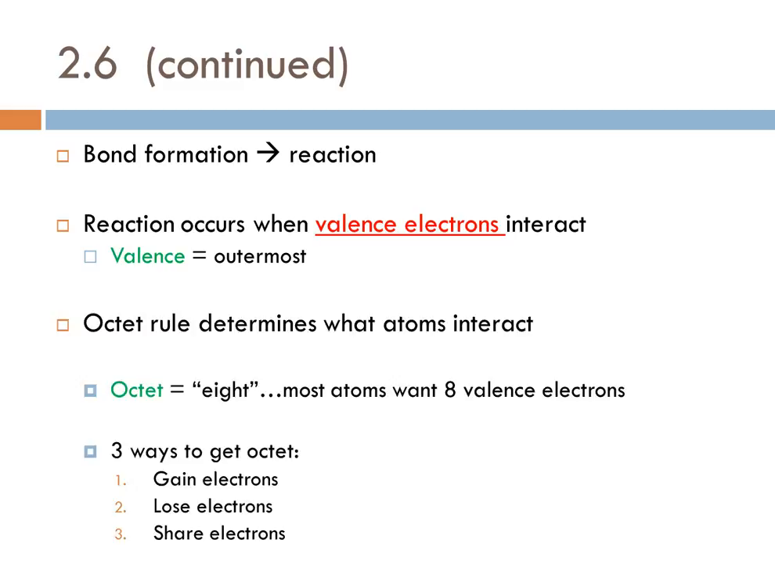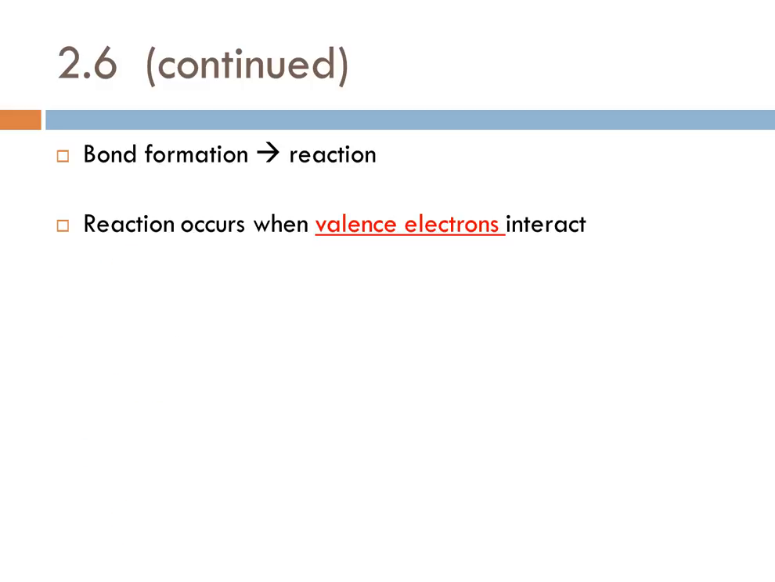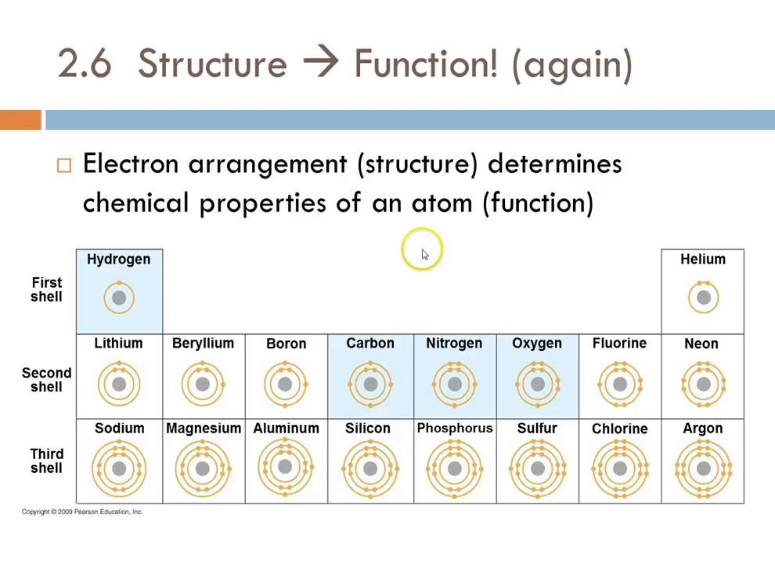Bonds are the formation of those reactions where they are going to share electrons or donate electrons, and that's basically what a bond is. And the reaction occurs with the valence electron. And I know that sounds like, oh my god, what is happening? If I go back a slide, valence electron is just a fancy name for outer orbit.